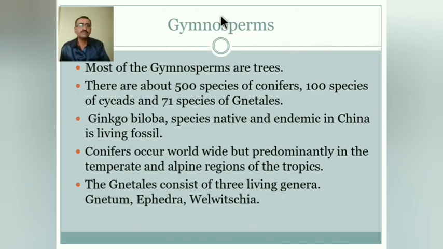First one is the gymnosperm. Gymnos means naked, sperma means seed. The seed is naked here, that means seeds are produced out of the fruit. Most of the gymnosperms are trees. There are about 500 species of conifers, 100 species of cycads, and 71 species of gnetales. These are the different groups.